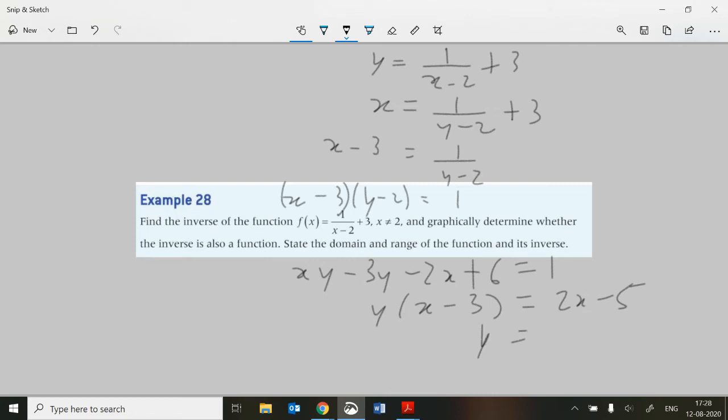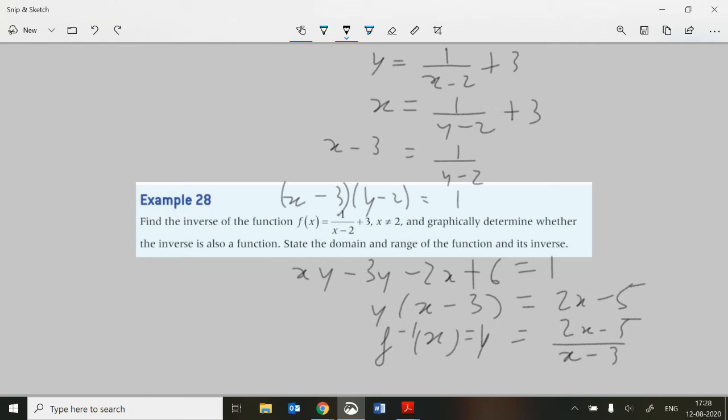And you should be familiar with all of these steps. This is stuff that you've done before. And we can divide by the x minus 3. And then, of course, that's equal to your f to the minus 1 of x. So I restate that on the last line, but I'm running out of space here. So I'm just going to say it's the same as this thing here. Okay. So there we go.